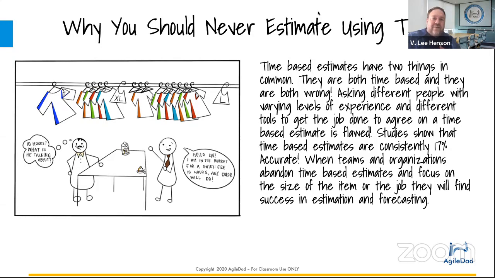The truth is, it's easier for me to get the group of painters to agree that a specific wall is small in size or medium in size than it would be for me to get that same group of painters to agree on how long it would take to paint it. Studies have shown, and this came out in 2 different independent studies, that time-based estimates on average are about 17% accurate. So the goal here is to get us from 17% accuracy to 85% or upward. The first step you need to do is abandon time-based estimates.